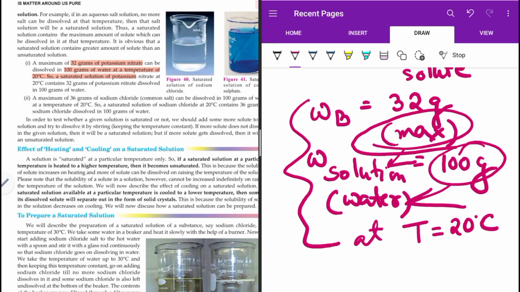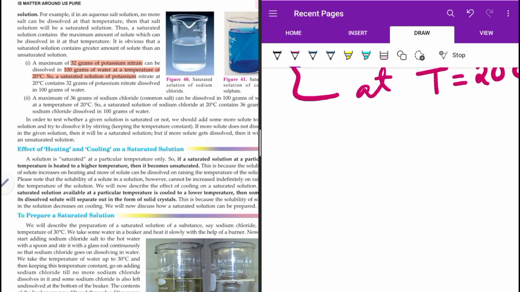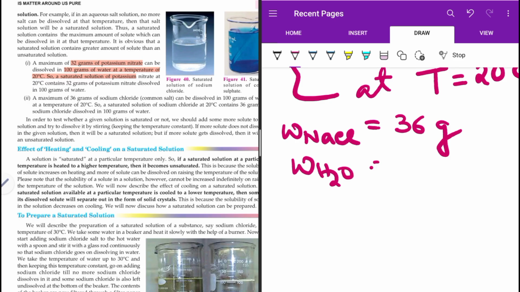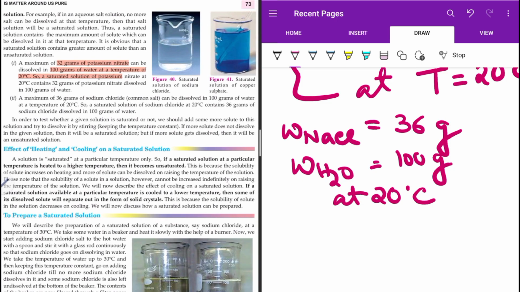Again, another example for sodium chloride is given. It is said that the maximum mass of sodium chloride that can be dissolved is 36 gram when the mass of water is equal to 100 gram at 20 degrees Celsius. So what is the amount of sodium chloride required to make a saturated aqueous solution at 20 degrees Celsius? That is 36 gram of NaCl.